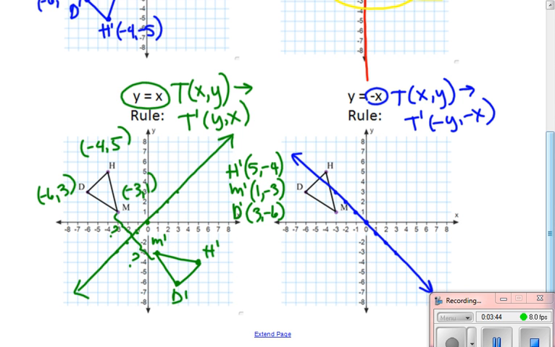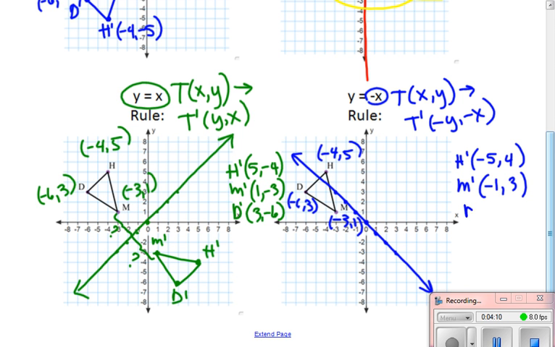So h is still at negative 4, 5, m is at negative 3, 1, and d is at negative 6, 3. So h prime, if I flip-flop 5 and negative 4, but then I flip-flop their signs, I'll end up with negative 5, positive 4. M prime is going to be negative 1, positive 3. And d prime will be negative 3, positive 6. So I'm flipping both position and sign.